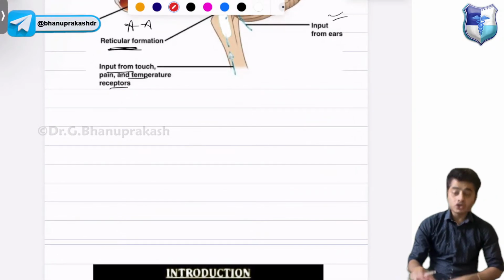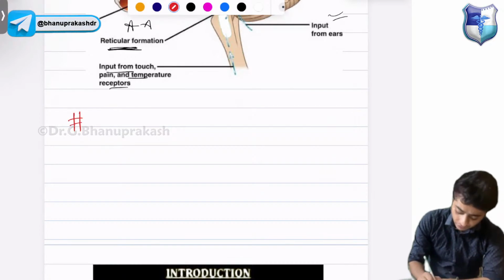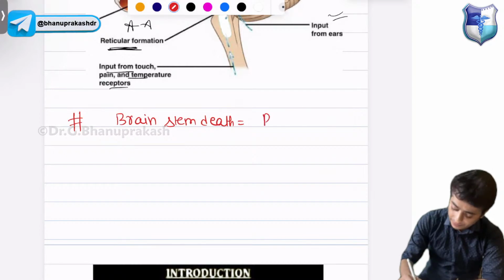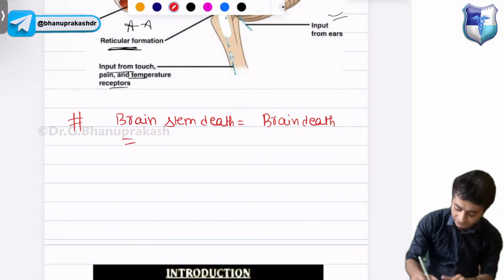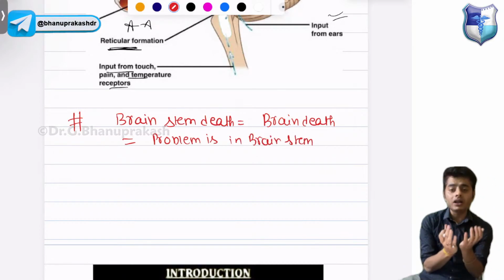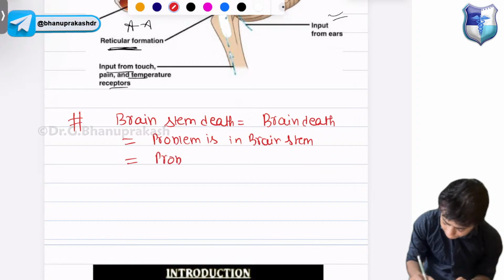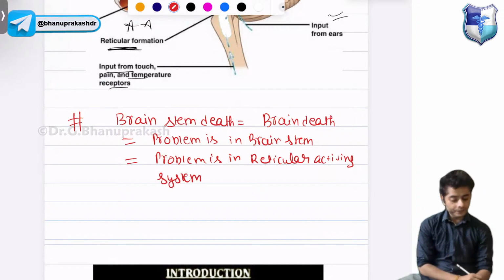So from now onwards, if someone has asked you, now I will tell you one term. We all know there is a term known as brain stem death. It means brain death. And if there is a patient of brain stem death or brain death, the problem is in the brain stem. And in the brainstem, which thing is there which helps us to maintain consciousness? That is, the problem is in the reticular activating system. Okay, everyone, got this concept? Shall we move further?